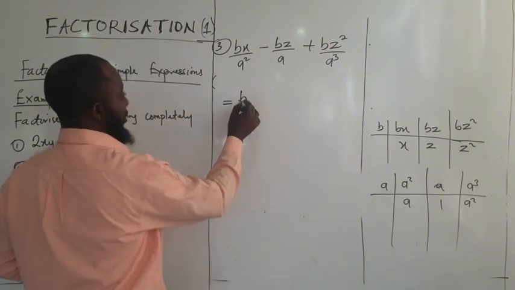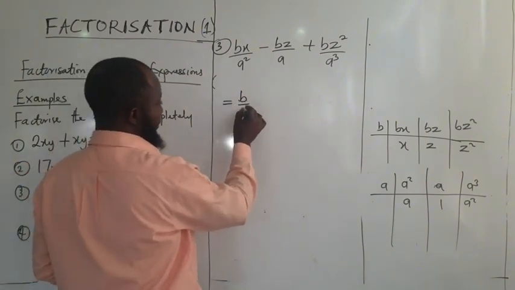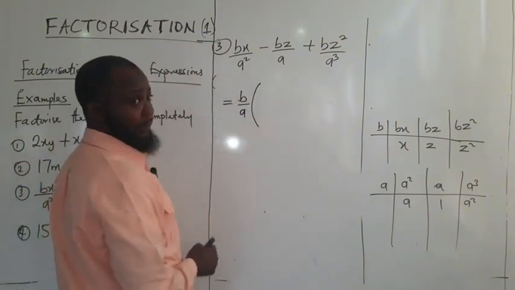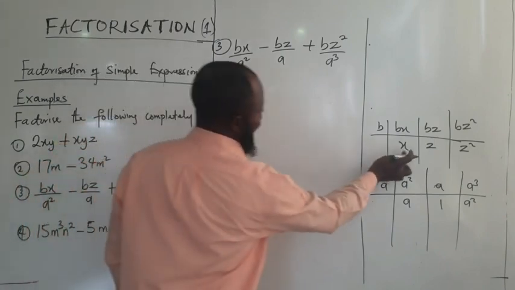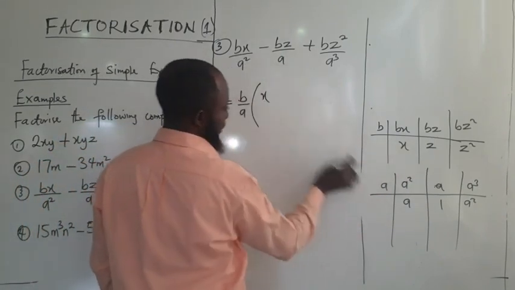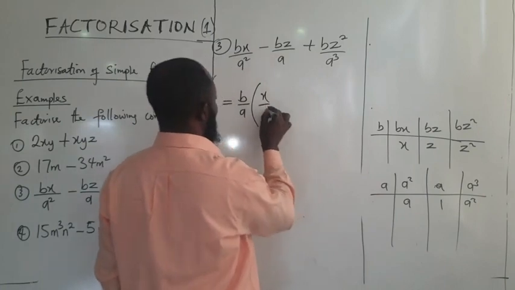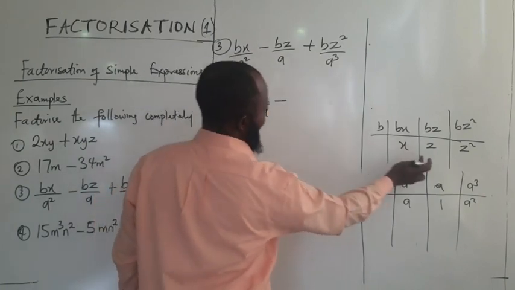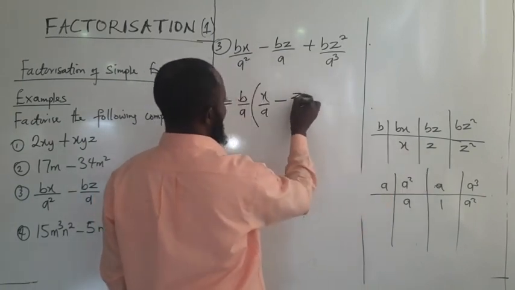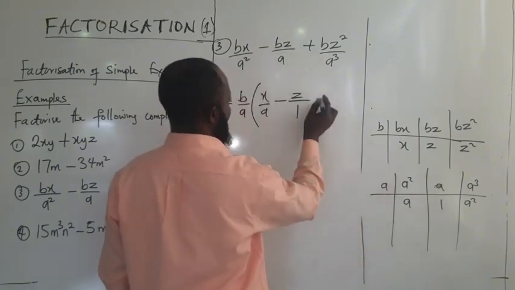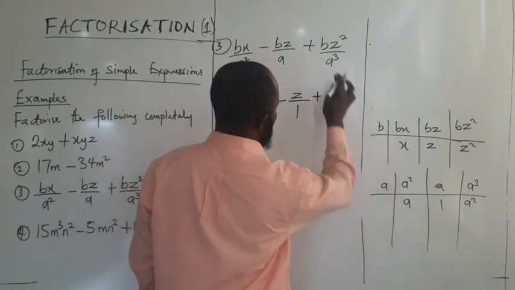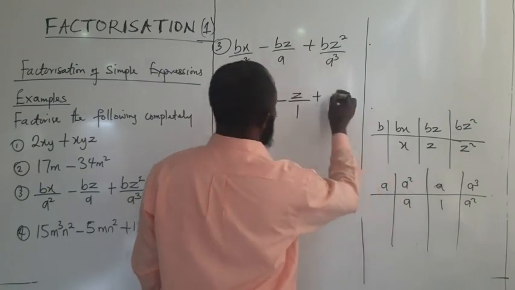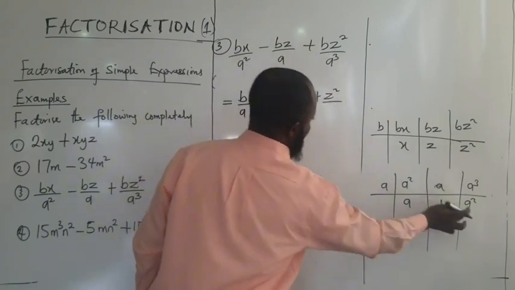So it means the common factor here will be b over a. Then bracket. What we have left there is x over a. Minus what we have left there, the second one, is z over 1. Plus what we have left here is z squared over a squared.